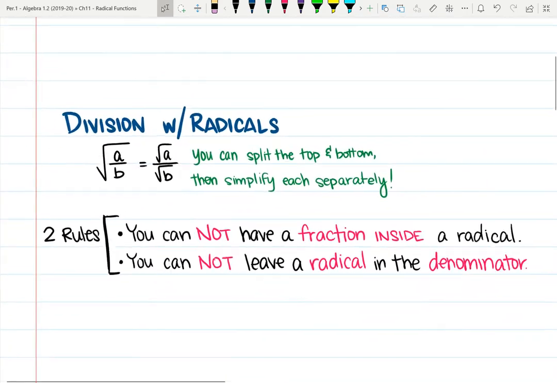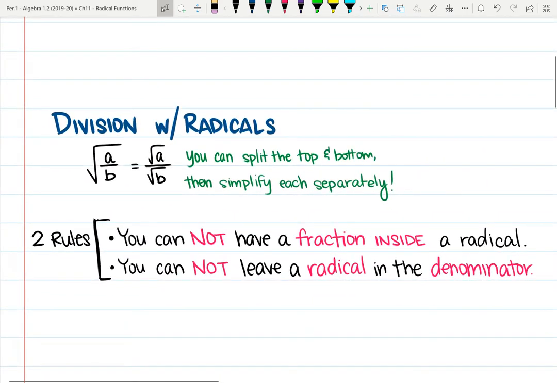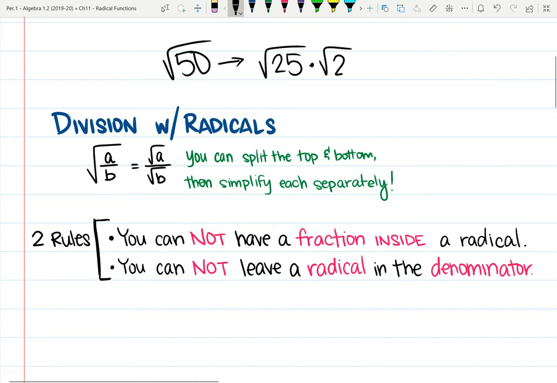I've got a couple notes for you. All right, division with radicals. Just like in multiplication, how you can take a radical and split it up using multiplication. Here, I'll give you an example at the top here. Square root of 50, radical 50. You guys know that you can split this into radical 25 times the radical 2. 25 times 2 makes 50.